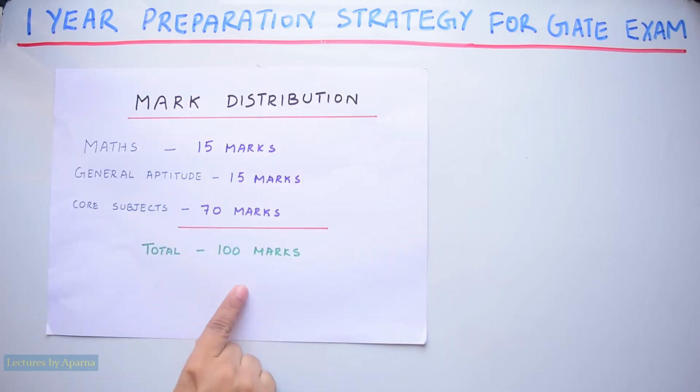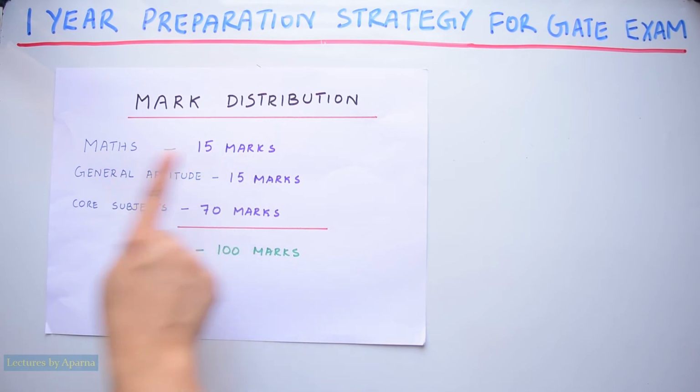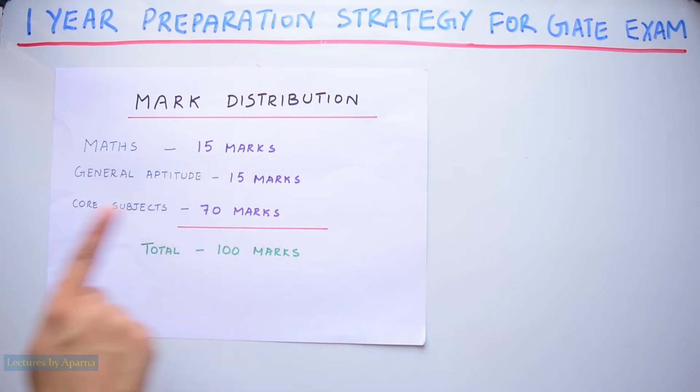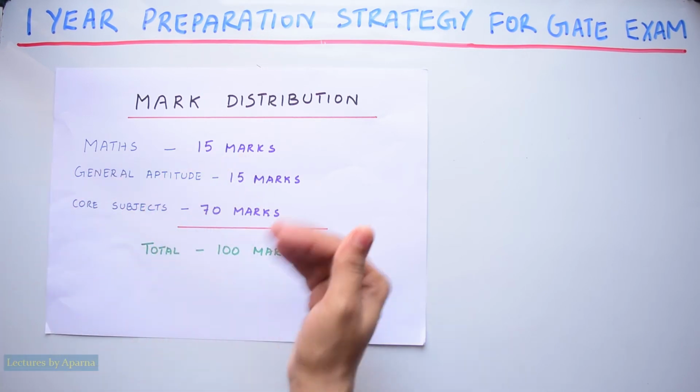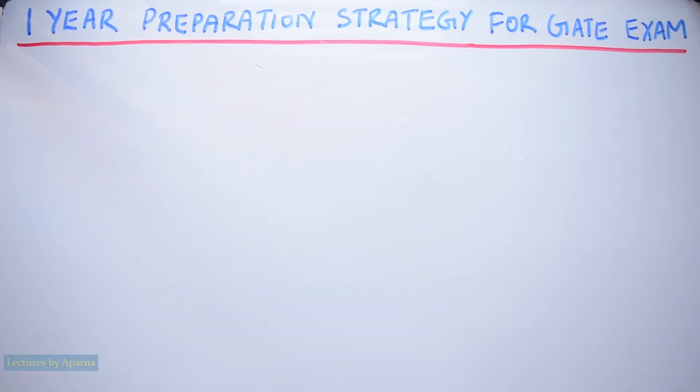So the mark distribution is like this. For maths 15 marks, general aptitude 15 marks and core subjects 70 marks. Total 100 marks. Once you know the syllabus and the mark distribution, you can plan your studies.